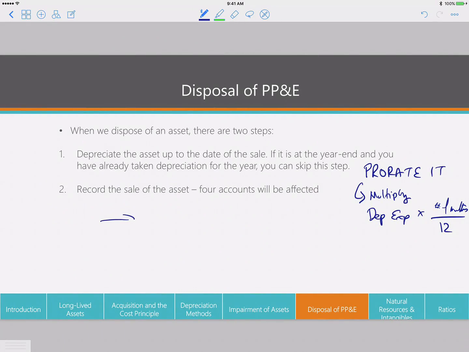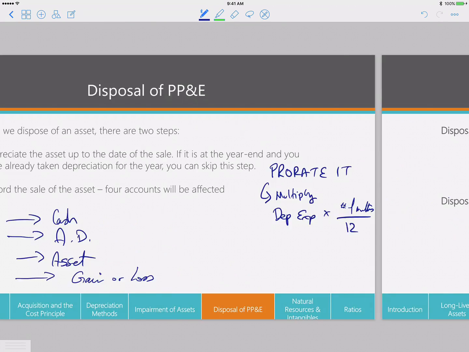So the 4 accounts that are affected are cash. Remember, you're receiving cash for selling the asset. Accumulated depreciation, because you want to clear it off your books when you clear the asset. The actual asset itself would be removed, and you would have either a gain or loss if it was sold for a higher or lower amount than the book value. If you sold it exactly for book value, then there would be no gain or loss.